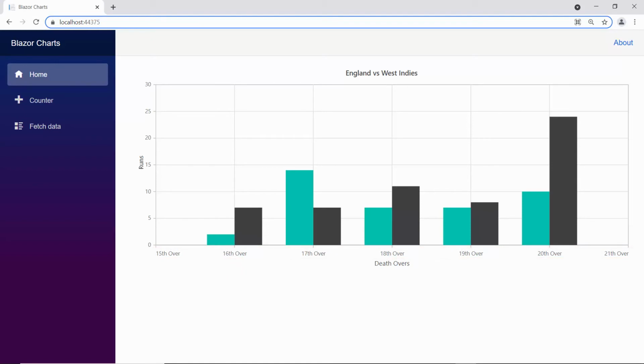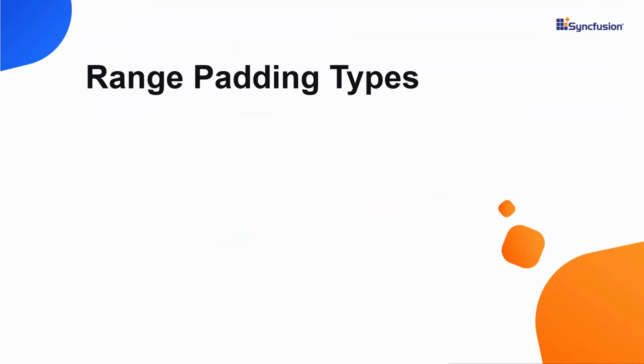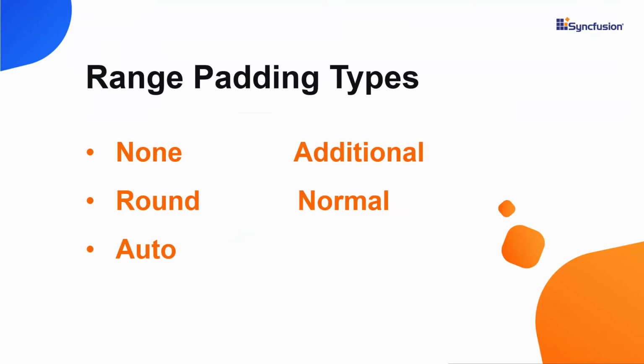Okay, so far, I have shown the properties used frequently in the numeric axis. Next, I will move on to another property, range padding. Range padding means applying padding to the minimum and maximum extremes of the axis. In a numeric axis, there are 5 types of padding to choose from: none, additional, round, normal, and auto.